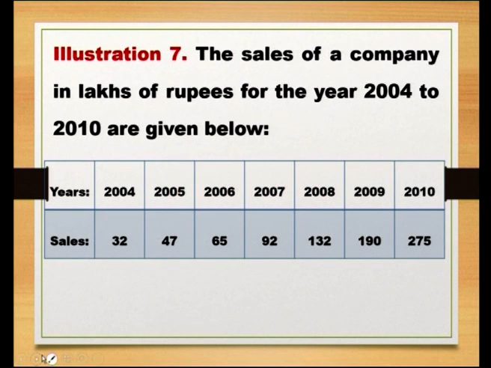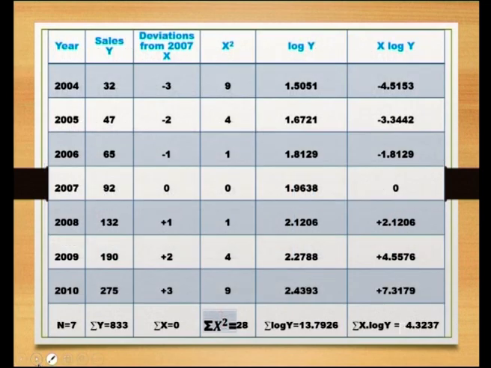Now, this example is an illustration for calculating the exponential trend values. The sales of a company in lakhs of rupees for the years 2004 to 2010 are given below. Years are 2004, 2005, 6, 7, 8, 9, 10. Sales are 32, 47, 65, 92, 132, 190 and 275. The question is to estimate the sales figures for the year 2013 using the equation of the form y is equal to a into b power x, where x is equal to years and y is equal to sales.